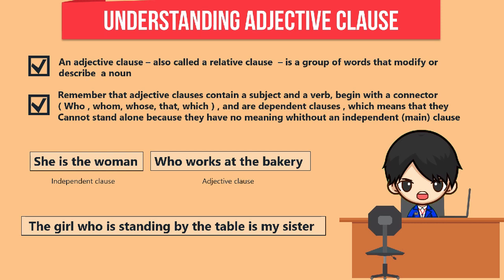Another example that we can see in here is the girl who is standing by the table is my sister. If you look at the sentences, there is a connector who, and then the red zone is the adjective clause.